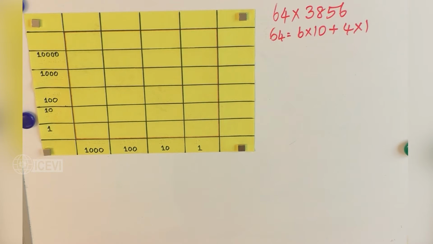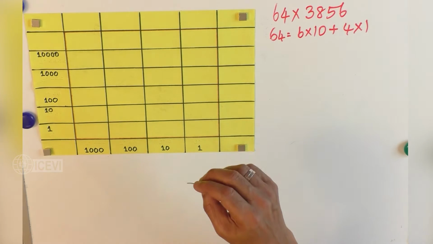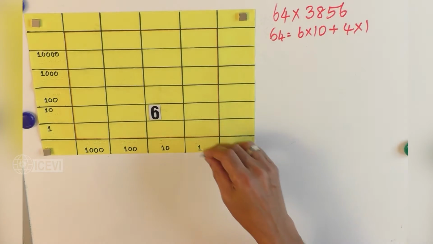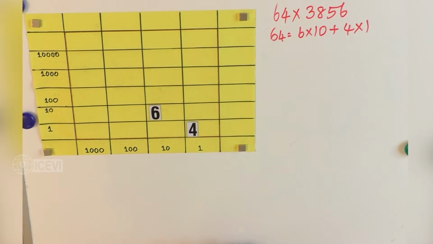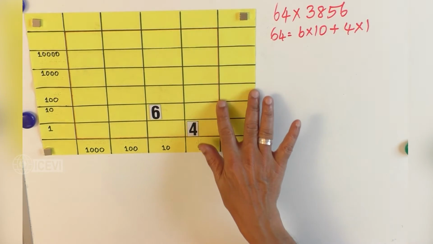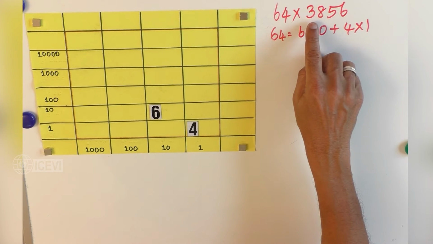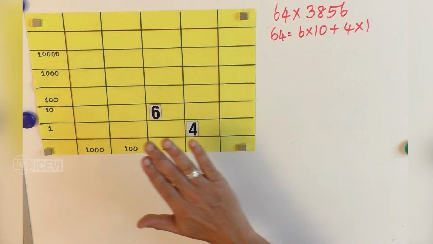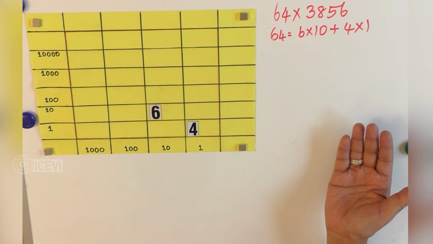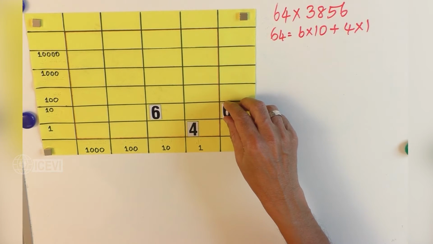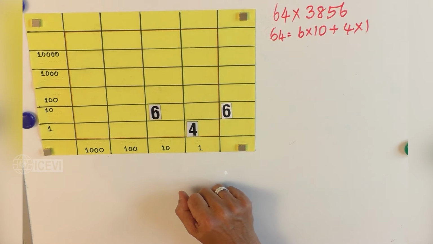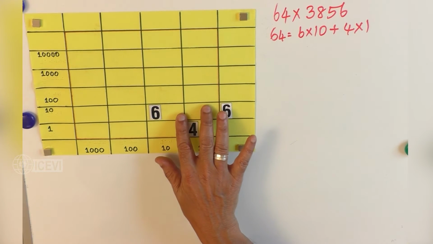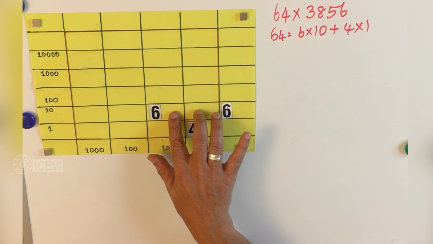So what we have to do? Now we have to set the number 6 in the expanded form template in the 10th column and 4 in the unit column. Now the right column is the reference column. So the multiplicand 3856, you can start with the 3 or start with the 6. So we are taking the number 6 of the multiplicand 3856 and multiplying it with the multiplier. So here we are multiplying it with the 60.